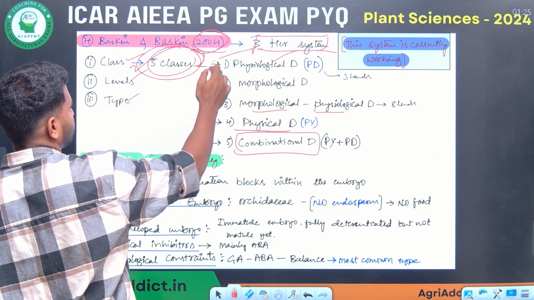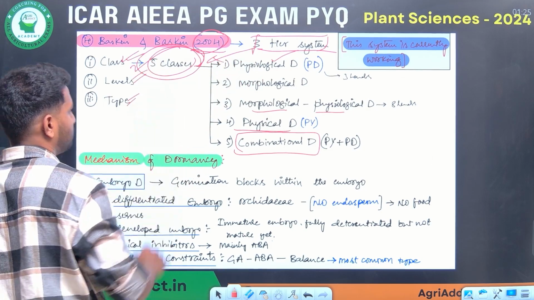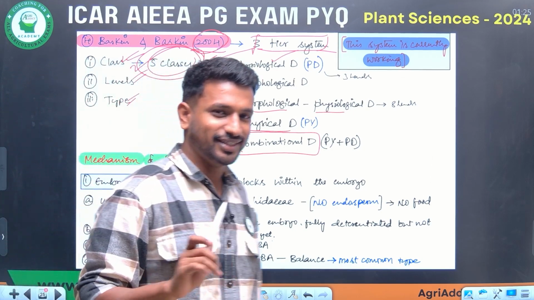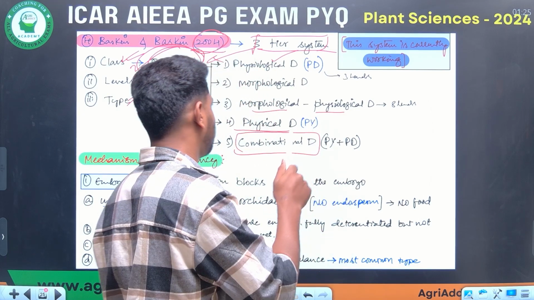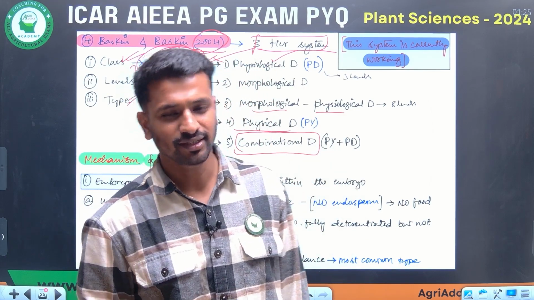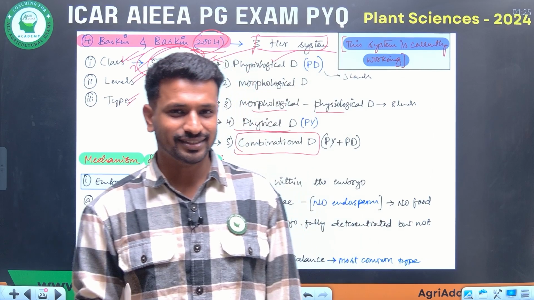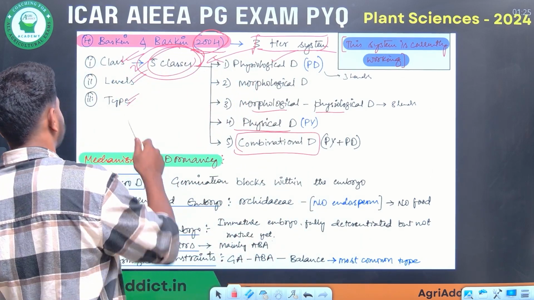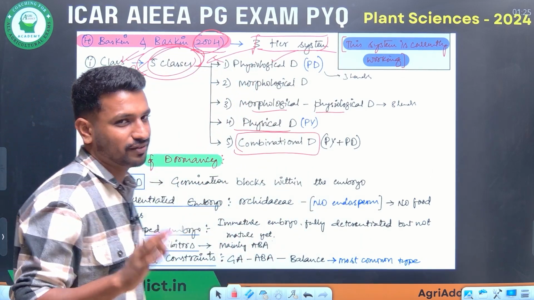And the 3-tier system which I was talking about is class, levels, and types. But depth is not required. Just try to remember the classification name, that it is given by Baskin and Baskin, and it has a 3-tier system which contains class, levels, and types, and to start with it has 5 different classes. That's it.